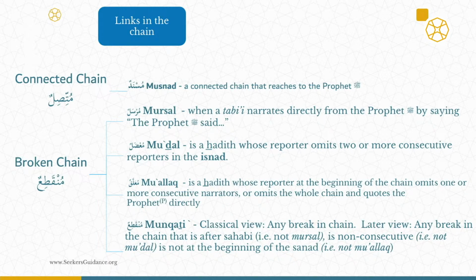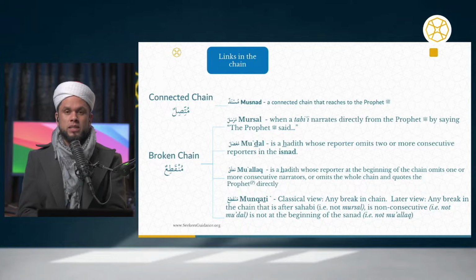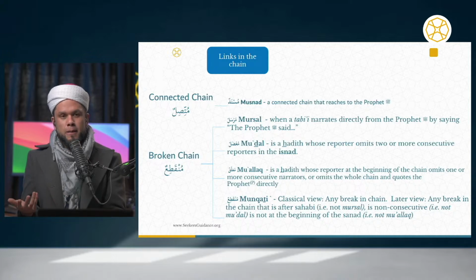So as Ibn Hajar mentioned, that when a hadith is mursal, it is when a tabi'i, meaning a successor, narrates directly from the Prophet sallallahu alaihi wasallam by saying, the Prophet sallallahu alaihi wasallam said, right? So of course a tabi'i, a successor, did not meet Rasulullah sallallahu alaihi wa ala alihi wa sahbihi wasallam. If he met the Prophet alayhi salatu wasallam, he would be a companion.